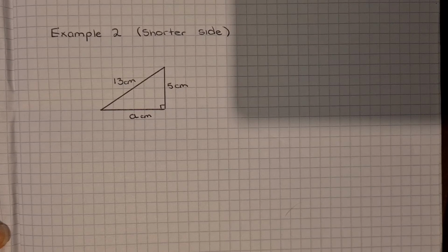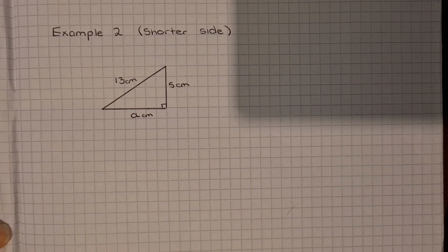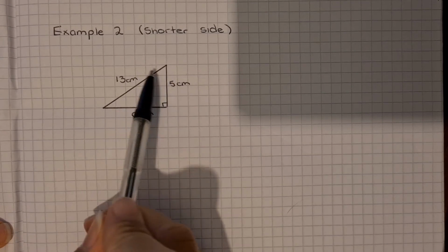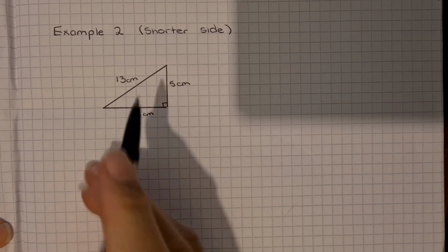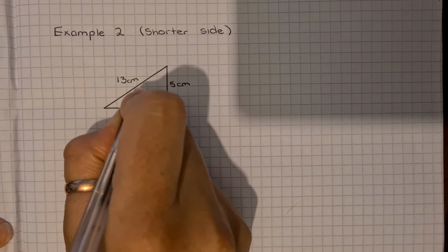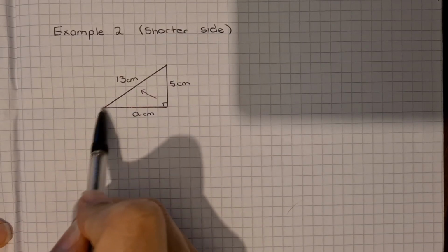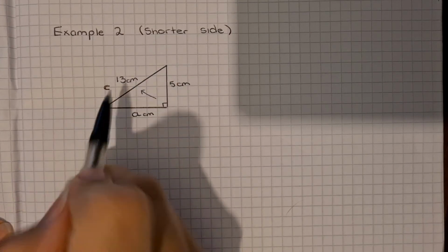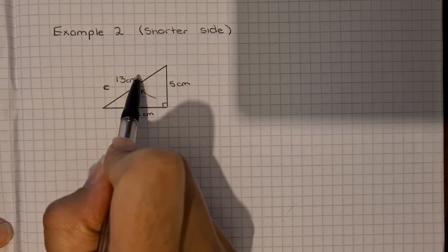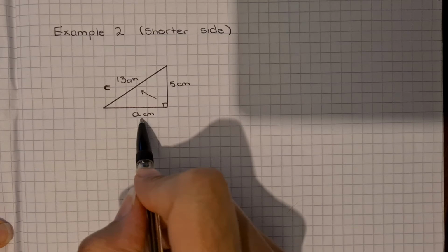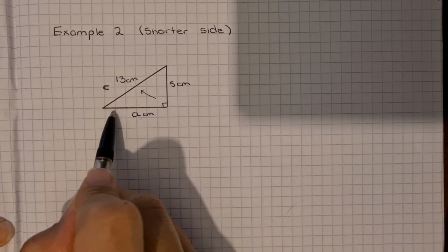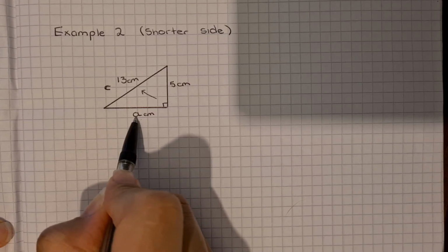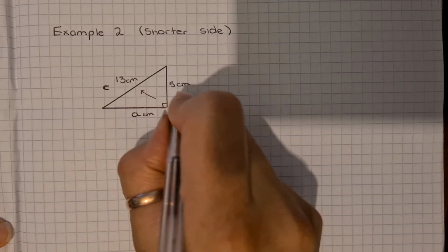Example 2 is slightly different because we're trying to find one of the shorter sides. So looking at this drawing, the side opposite the right angle, which is the longest side, already has a number, so we already know the length of that. So I'm just going to label it as we go. So this is C, and we already know what C is. The other two, we know one of them, and the other one has been labelled A, so that's the one that we're trying to find. So if that's A, that's C, that means this one must be B.